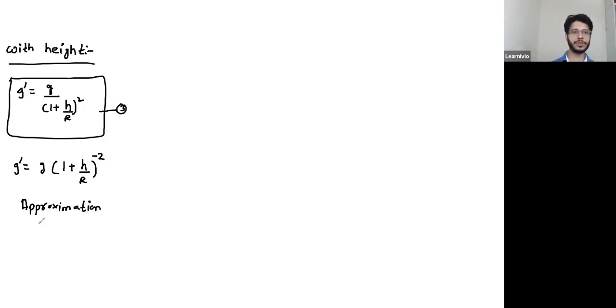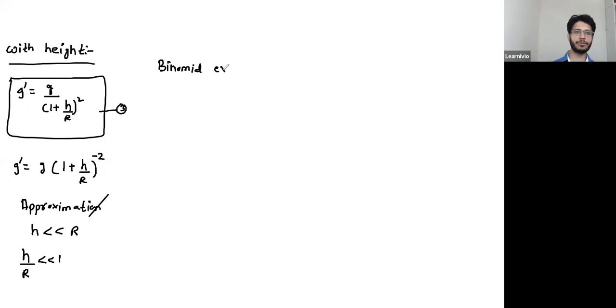That approximation says that height is very, very less than the radius of Earth. The height at which we are taking the body is very less than the radius of Earth. Radius of Earth is roughly 6,400 kilometers, so the height is much less than 6,400 kilometers. So h by r is very, very less than 1. If h by r is very, very less than 1, then we can use binomial expansion.